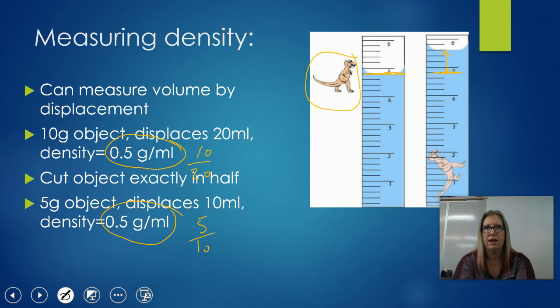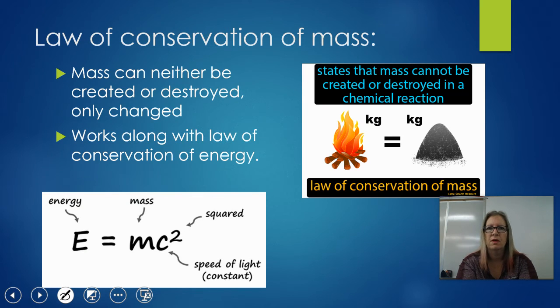It doesn't matter how much of the object you have. When you cut a piece of it away, it's going to weigh less, it's going to have less mass, but it's also going to have less volume. And so that's a proportional difference, and that's why the density would stay the same.